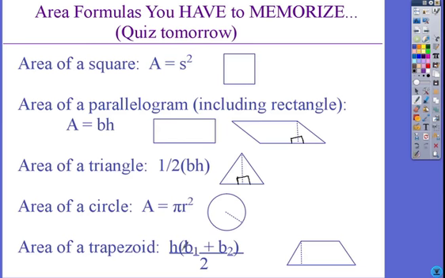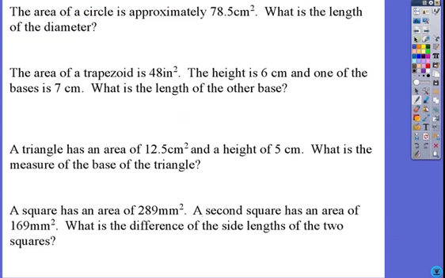And then the area of a trapezoid, which is the height times the top base plus the bottom base, and the bases are always the parallel sides, never the slanted sides. So base 1 plus base 2 divided by 2, or 1/2 height, base 1 plus base 2. So these are ones that you're going to have to memorize, and you just absolutely have to know. So let's see them in application problems.